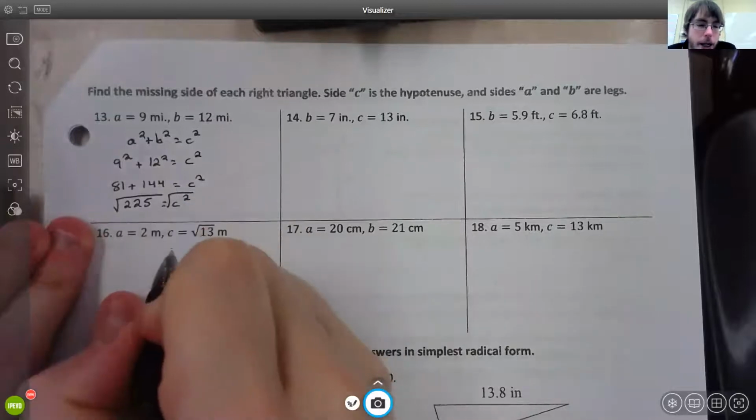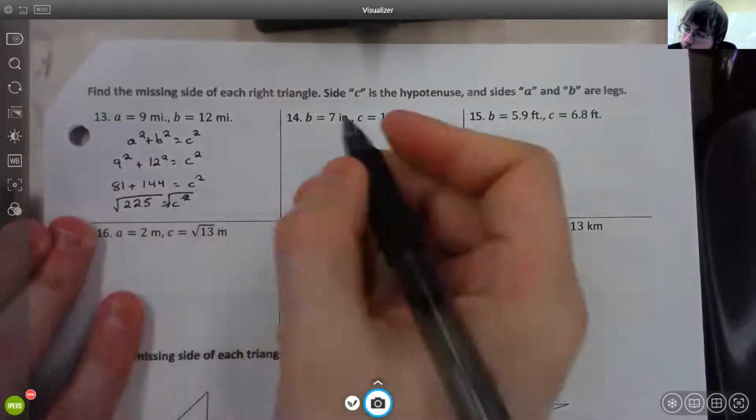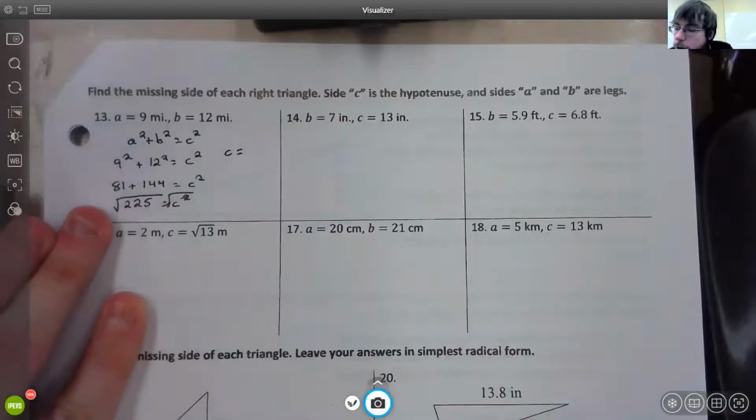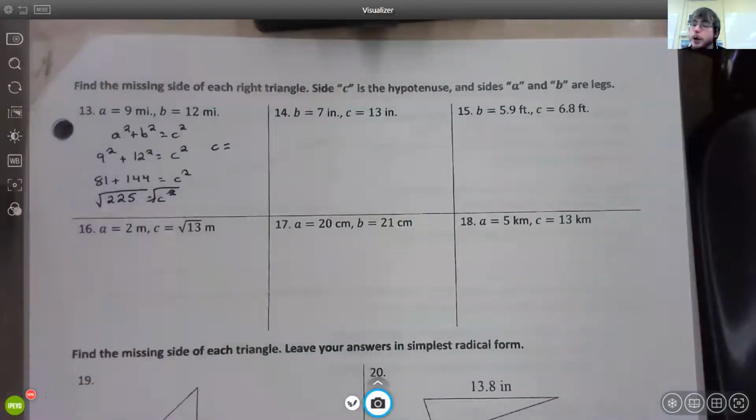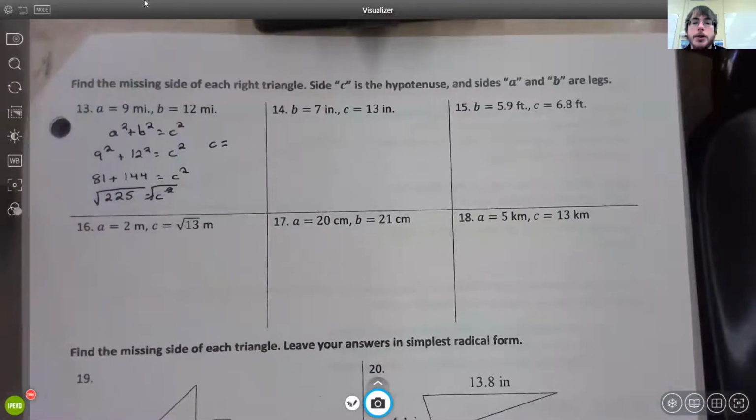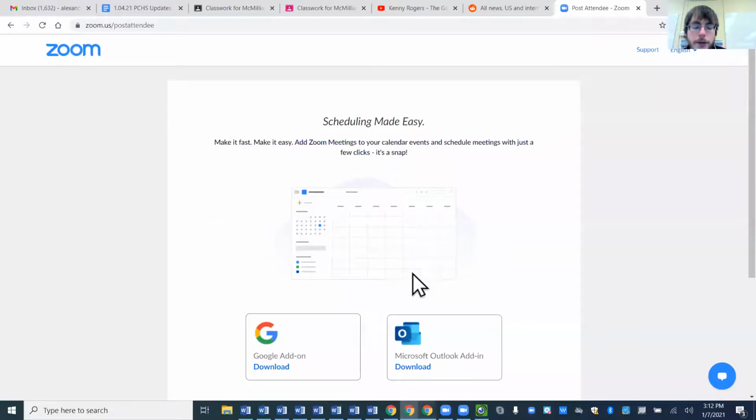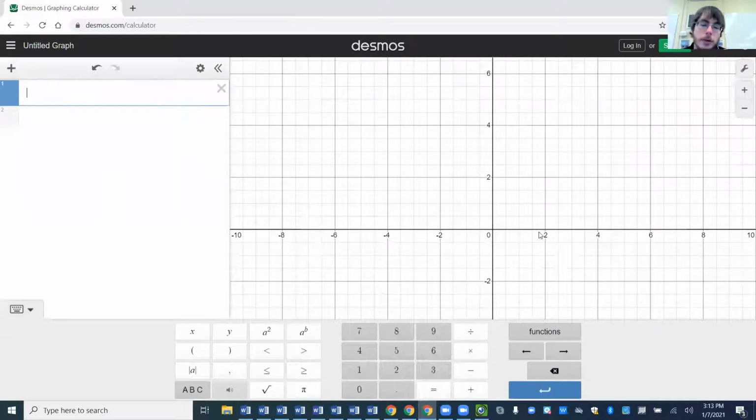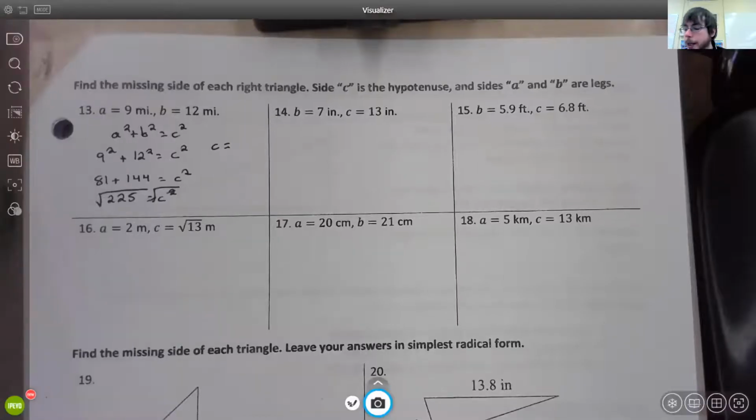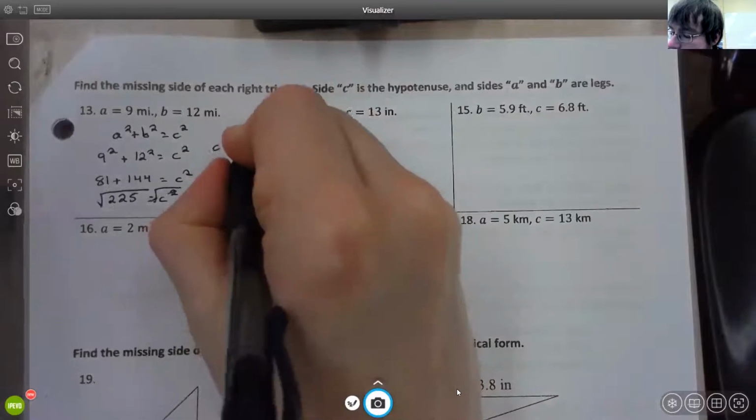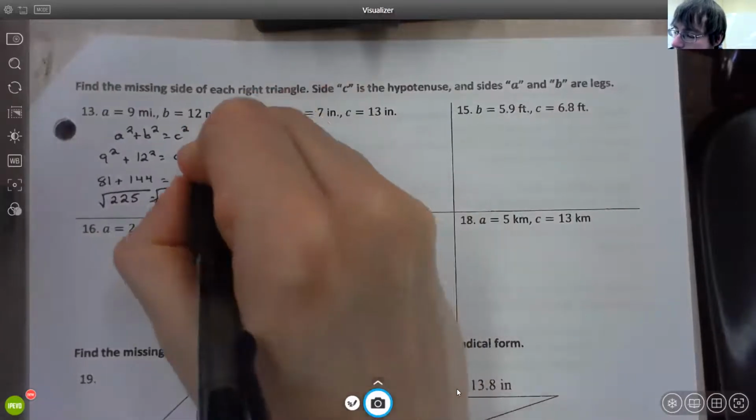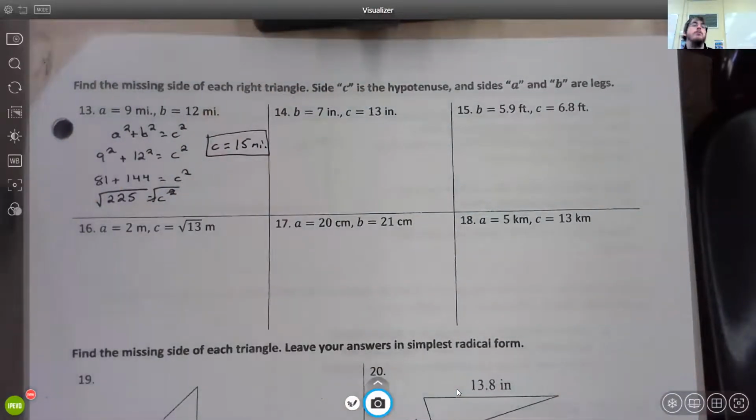Well, the square root of c squared, the squared cancels out the square root. C equals, and then if you go into Desmos and type in the square root of 225, you get 15. So that means that C is equal to 15, and technically it's 15 miles. And that's your answer.